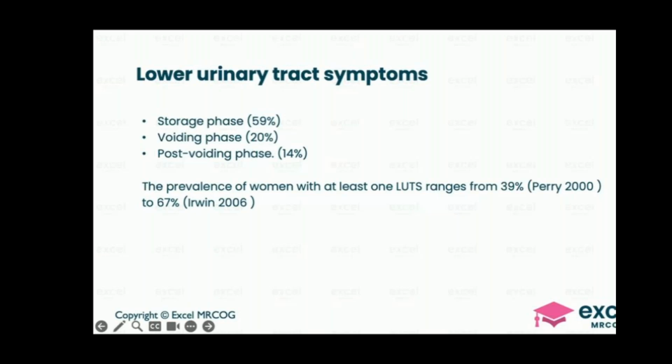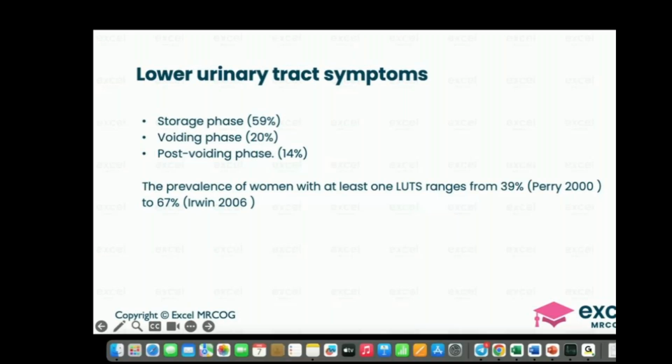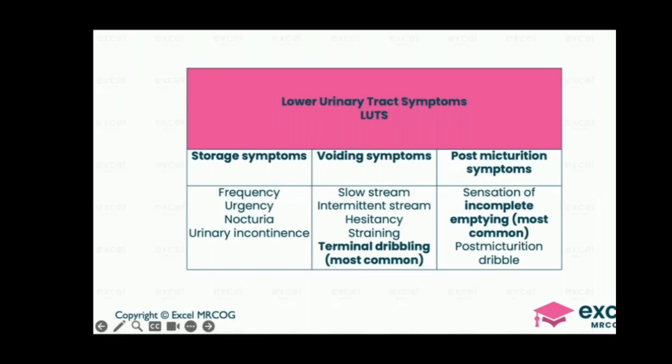We would also need to understand that the prevalence of women with at least one lower urinary tract symptom ranges from 39 to 67%. So that's quite high, which is why this is such an important topic for us. We would need to know what exactly these symptoms are and what is the importance of these symptoms. All right. So let's get started. The first one is storage symptoms. Okay, storage symptoms, voiding symptoms, and post-micturition symptoms.